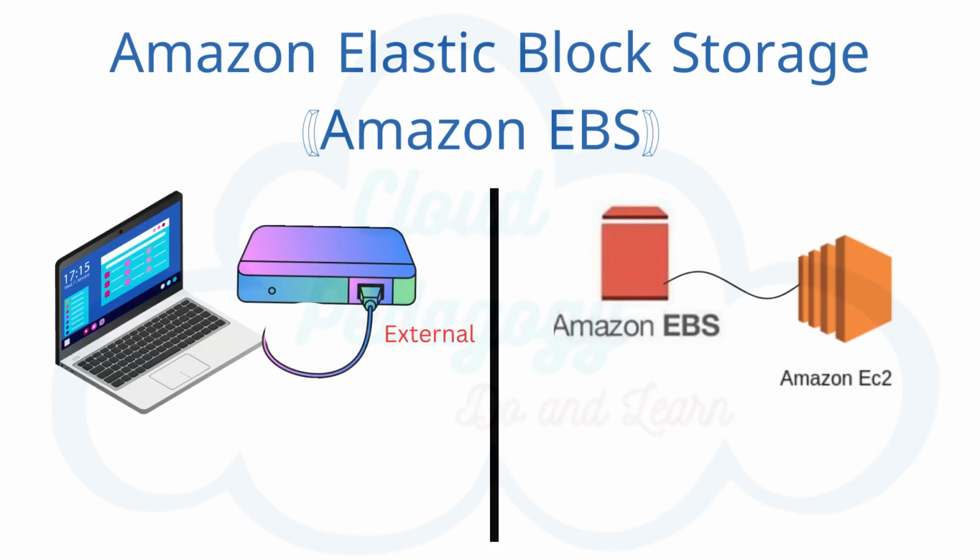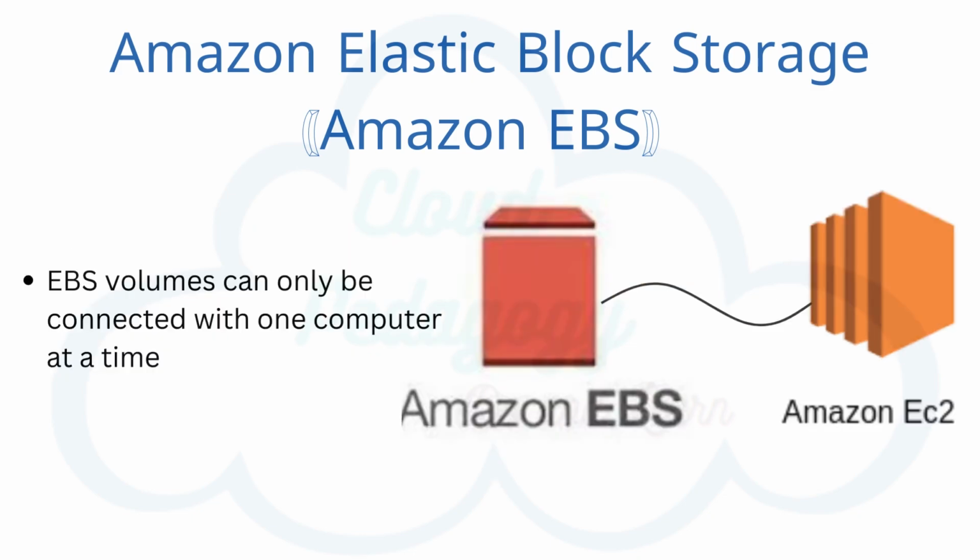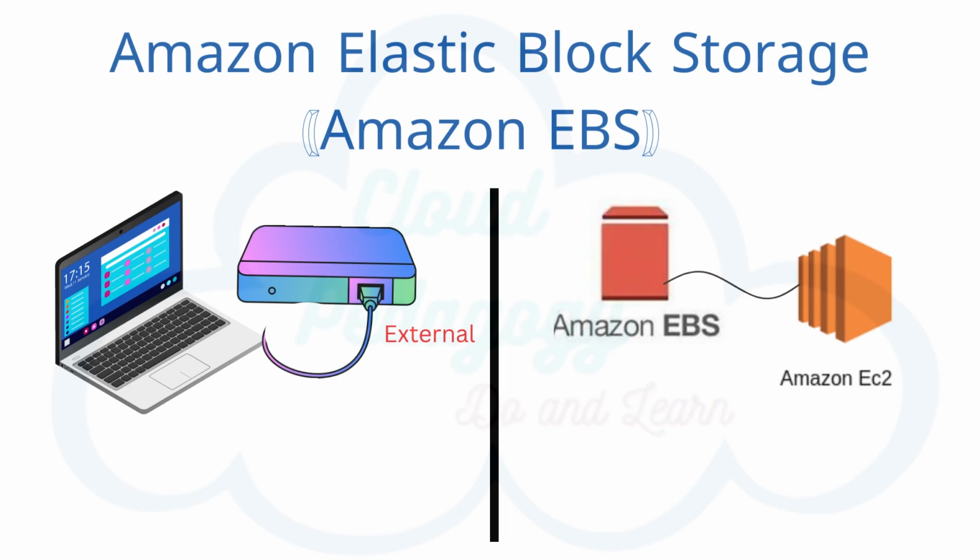As I said already, you can think of it as similar to how you might attach an external drive to your laptop. EBS volumes act similarly to external drives in more than one way. Most Amazon EBS volumes can only be connected with one computer at a time. Most EBS volumes have a one-to-one relationship with EC2 instances, so they cannot be shared by or attached to multiple instances at one time. For example, I can plug in my drive to only one laptop at a time. The same goes for EBS.